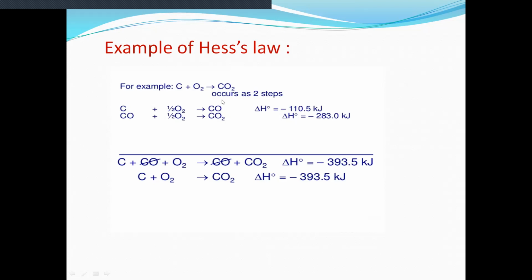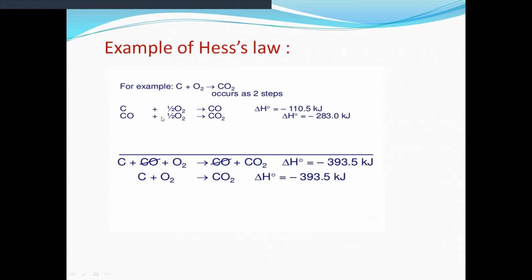So in both the processes, carbon dioxide is obtained. In first process, when carbon is heated in excess amount of oxygen, it forms carbon dioxide. And in this process, enthalpy change is minus 393.5 kilojoule, and it takes place in one step. While in second process, the reaction takes place in two steps.